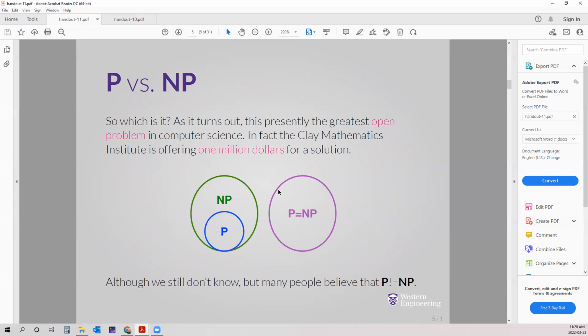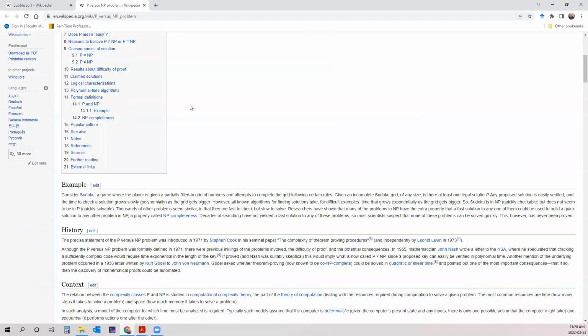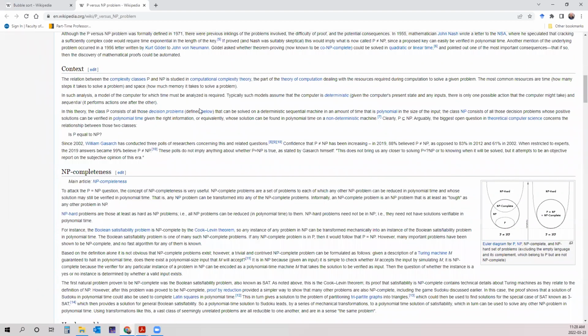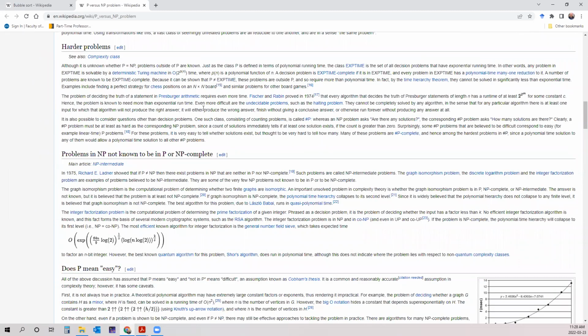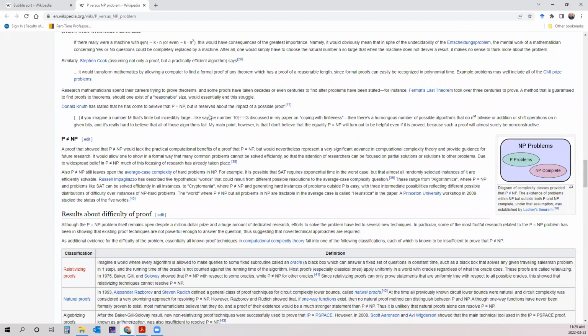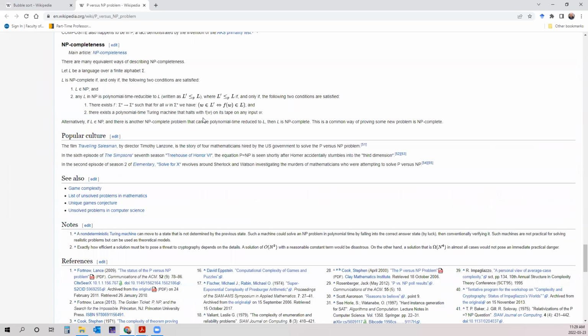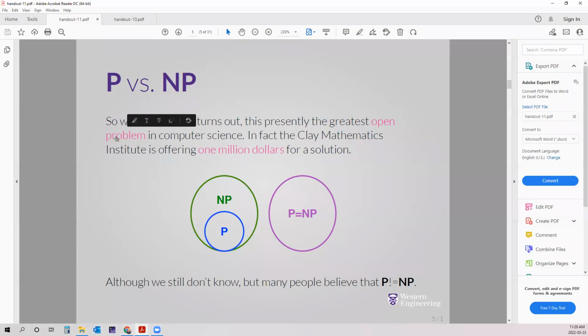We have a set of greatest problems in computation. If you click on this one, P versus NP problem, this is the entry, and NP completeness. Harder problems in NP not known to be in P or NP complete. So there are problems not solvable till today. If you want to read more, you can just click on these pink words and you will find the full explanation.